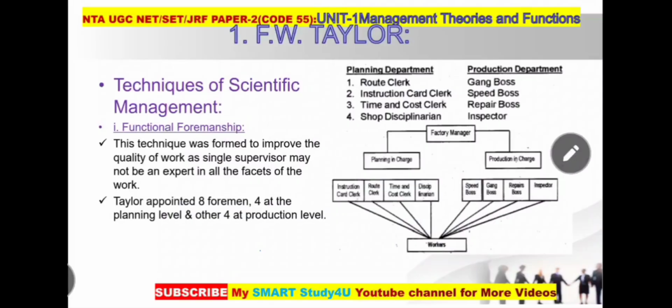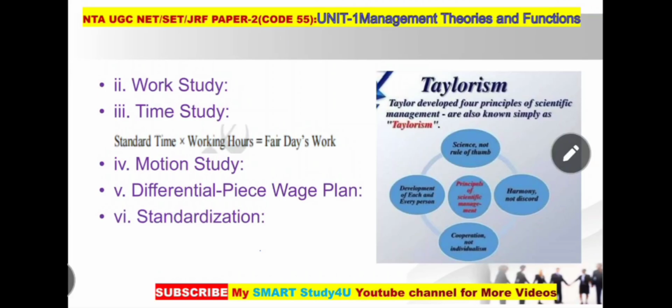There is a concept of scientific work study. In scientific work study, there are four types of studies: time study, method study, motion study, and fatigue study. Differential piece wage plan can be classified into two ways: high salary, low salary. Standardized working conditions can be done in material, tools and machines, methods, mental revolution, employees and workers, scientific selection and training of workers. Principles of scientific management: science, not rule of thumb; harmony, not discord; cooperation, not individualism; development of each and every person. Taylor developed 4 principles of scientific management, also known as Taylorism.